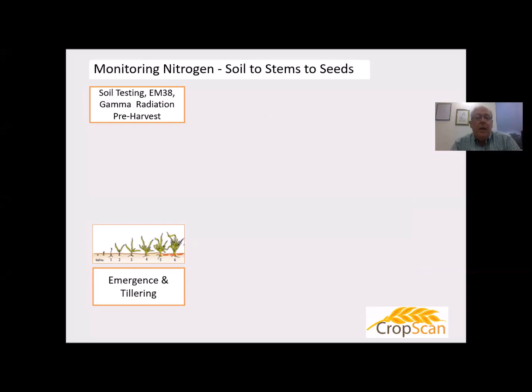Now, measuring nitrogen from soil to stem to seed, we can start out in the soil. There are many means of measuring nitrogen and other nutrients in soil. The most accurate and reliable is to do core samples, take them to a laboratory, and they will give you a full profile of all the elements and all the nutrients. Typically, the number of samples that are taken from a field is the big limitation, and also the cost.